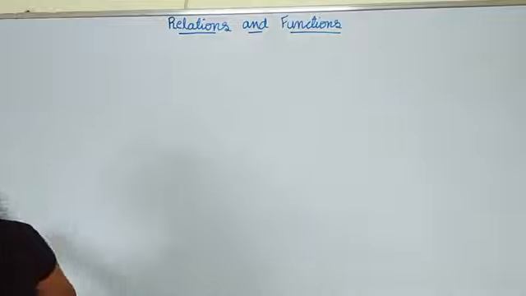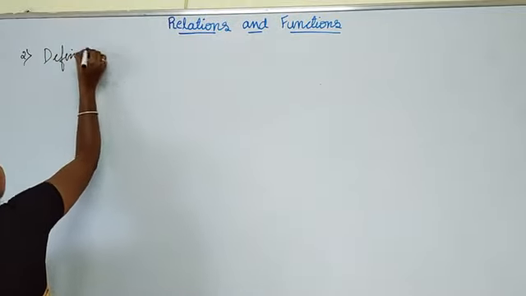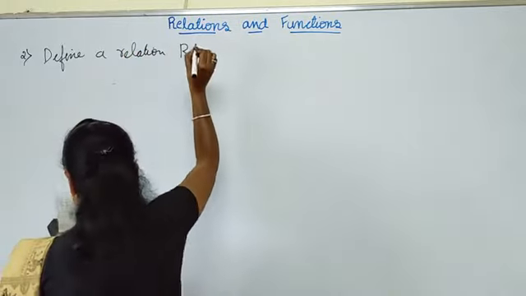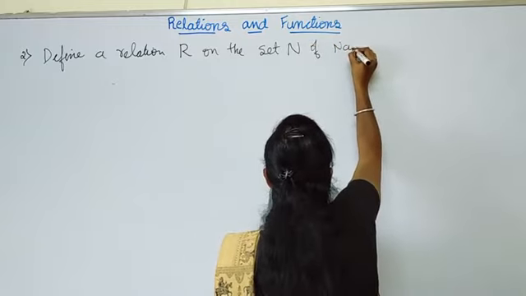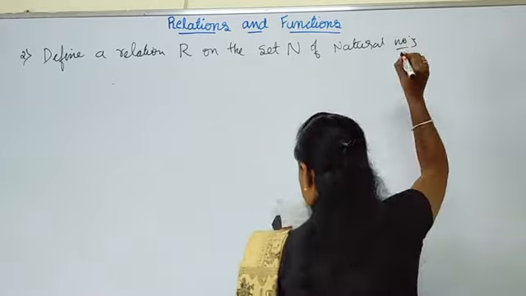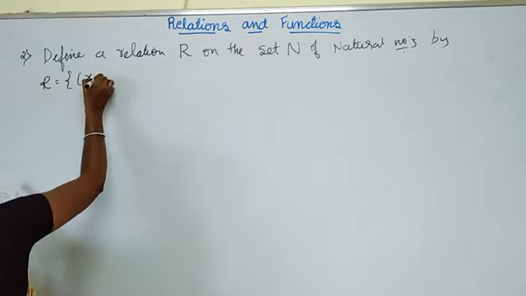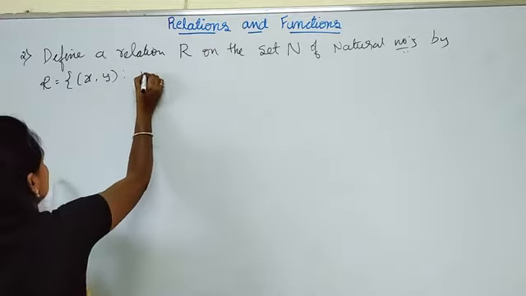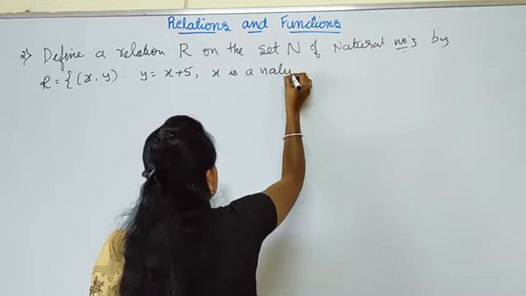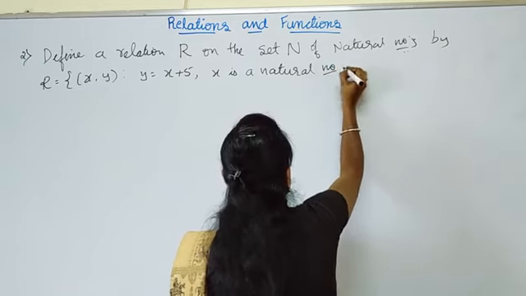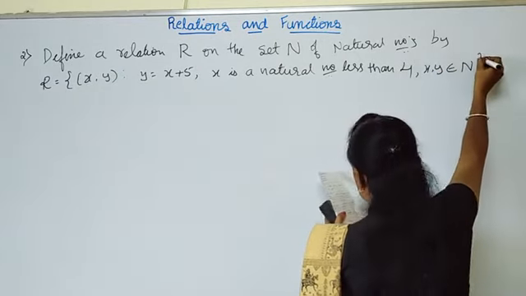So the next problem is: define a relation R on the set N of natural numbers by R equals the set of all ordered pairs (x, y) such that y is equal to x plus 5, and x is a natural number less than 4, and (x, y) belongs to N.